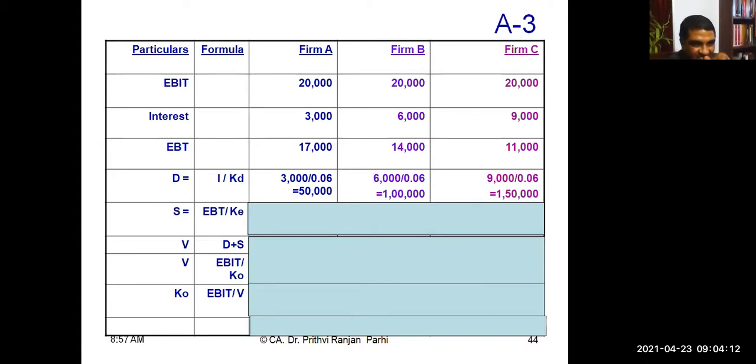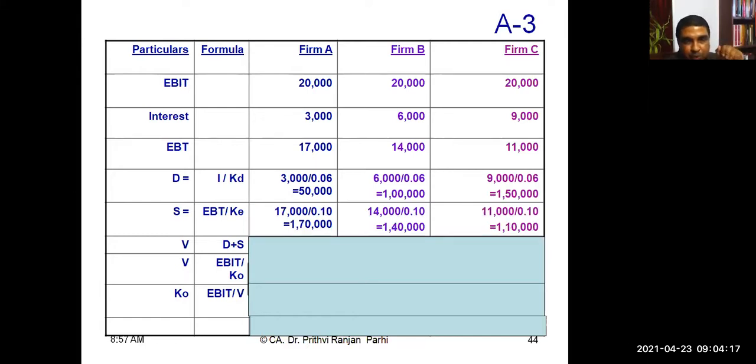So 1,70,000, 1,40,000, and 1,10,000. Okay. Friends, please watch. This is the calculation. So as you can see, K is how much? 1,70,000, 1,40,000, and 1,10,000. Okay. All of you have arrived at D and S figures. I think there is no issue.